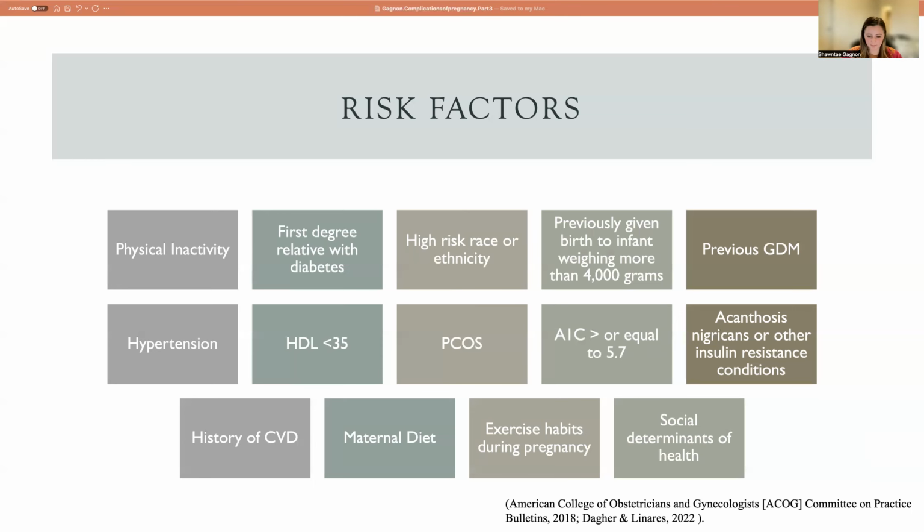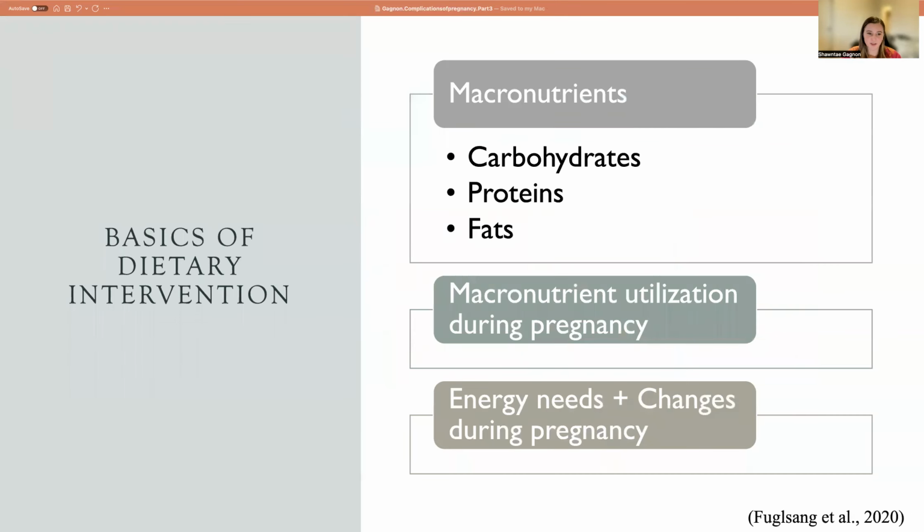So let's start with the basics of dietary intervention for the management of gestational diabetes mellitus. So just a quick review of the macronutrients. Carbohydrates are the non-pregnant person's main source of energy. They're also the fetus's main source of energy. 1 gram of carbohydrates contains 4 calories. Carbohydrates are the macronutrient that raise blood sugar.